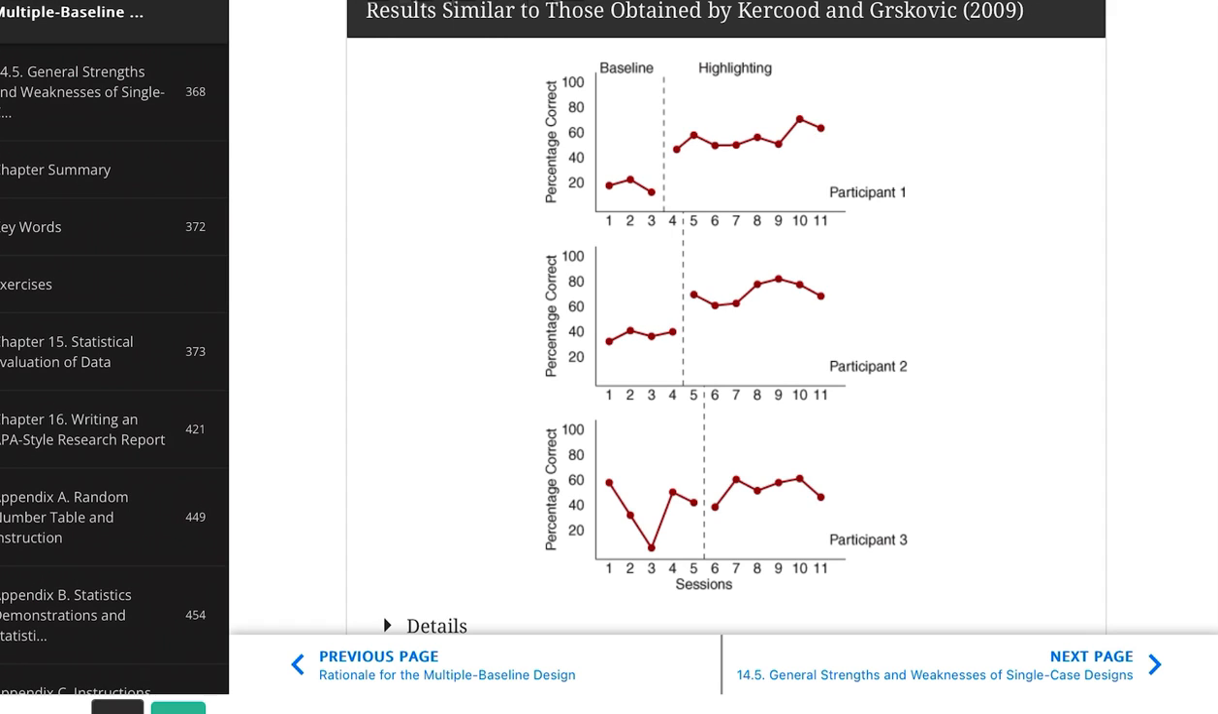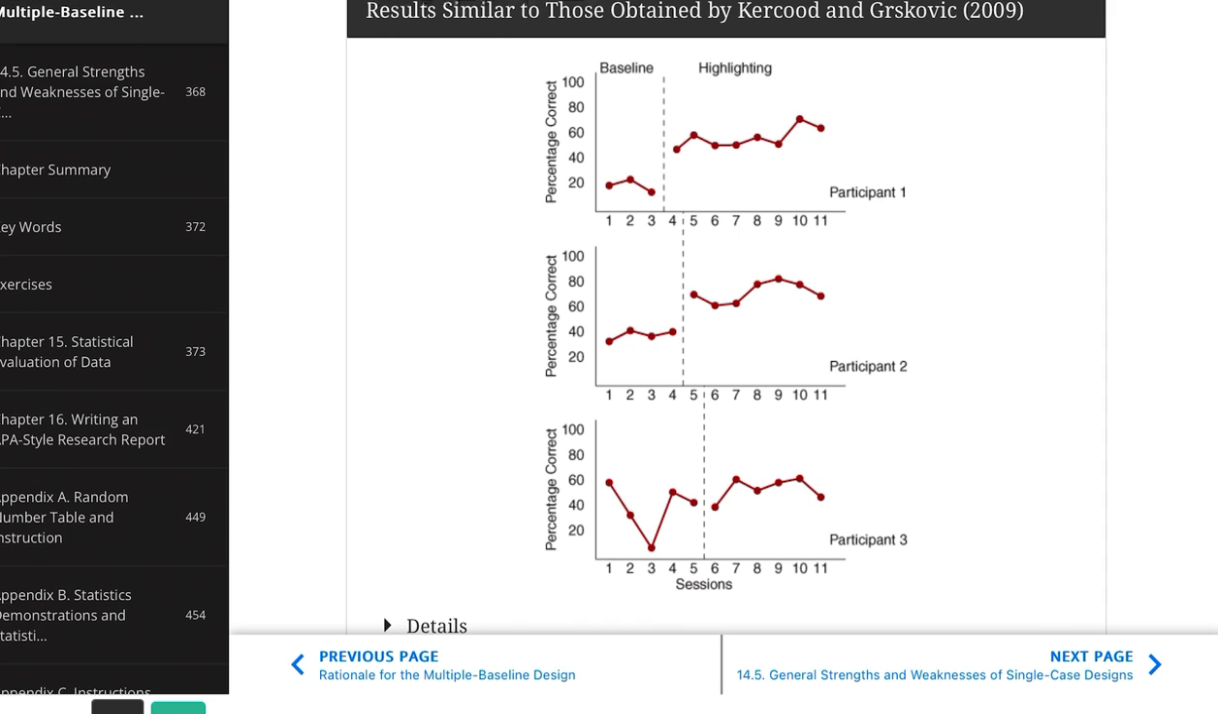But either way, even if it had leveled it out, you can see that once the treatment is initiated after session 5, the highlighting maybe helped level out their performance, but it didn't really improve their performance, because those dots are really around the same as most of the dots in the baseline.